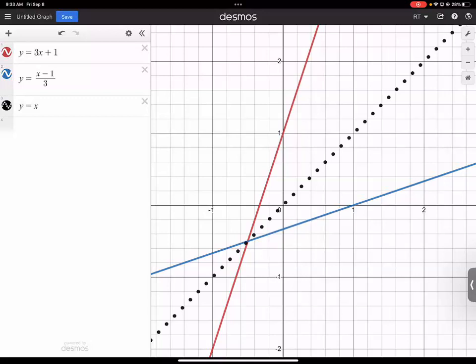I've got one line that's got slope 3 and y-intercept 1. So the red one, the original, is kind of steep. The blue one, the slope's 1/3, so it's less steep. Its y-intercept down here is negative 1/3. And then again, y equals x, right through the origin and up and to the right. So there they are. And now I'm going to ask a hard question. What do you notice?